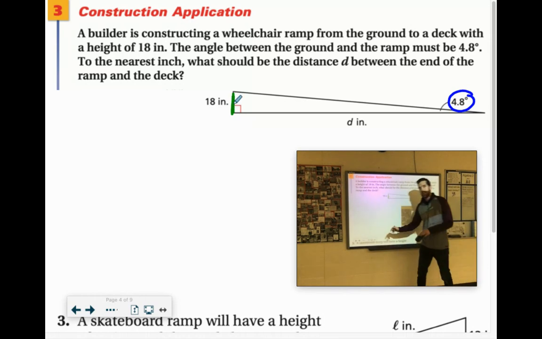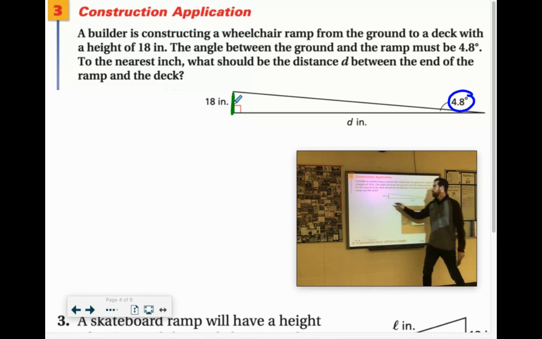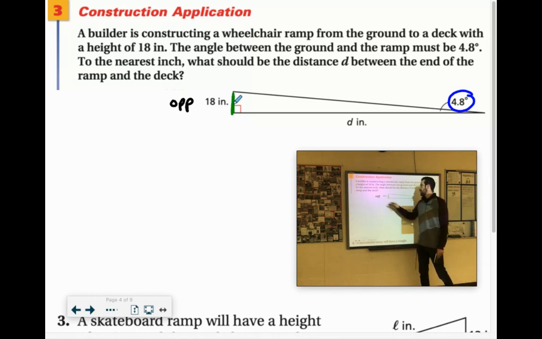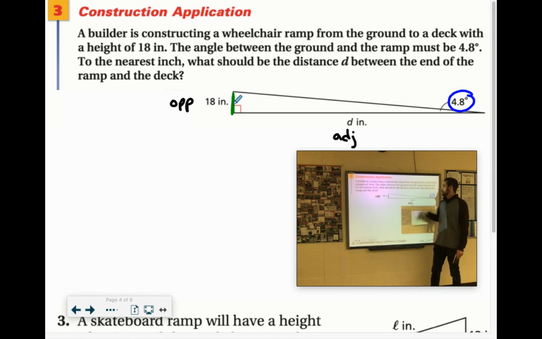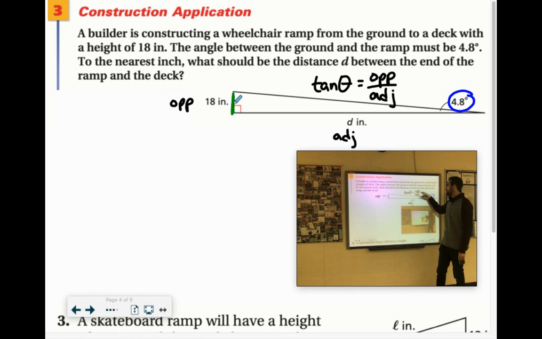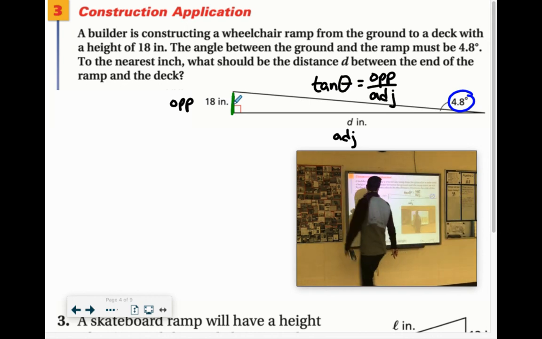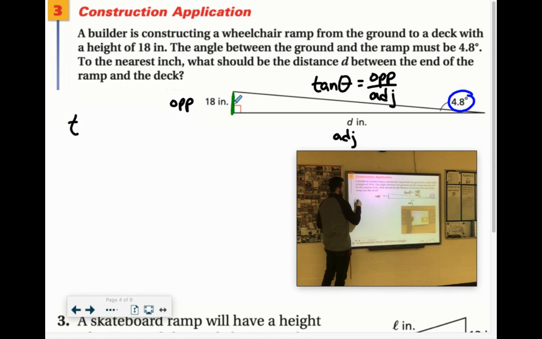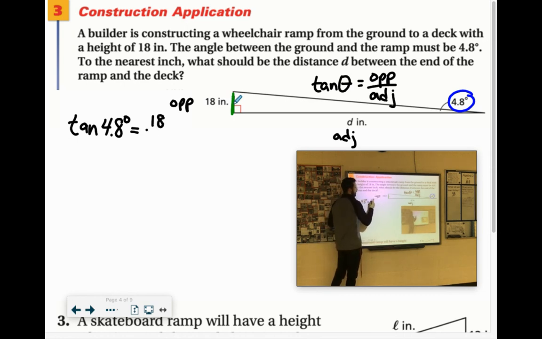So let's look at our sides in relation to this angle. We have the opposite side, and we have the adjacent side. The only one that doesn't have the hypotenuse would be the tangent. So tan of theta would be the opposite over the adjacent. So now we can say tangent of 4.8 degrees equals the opposite side, 18, over the adjacent side, which is d.